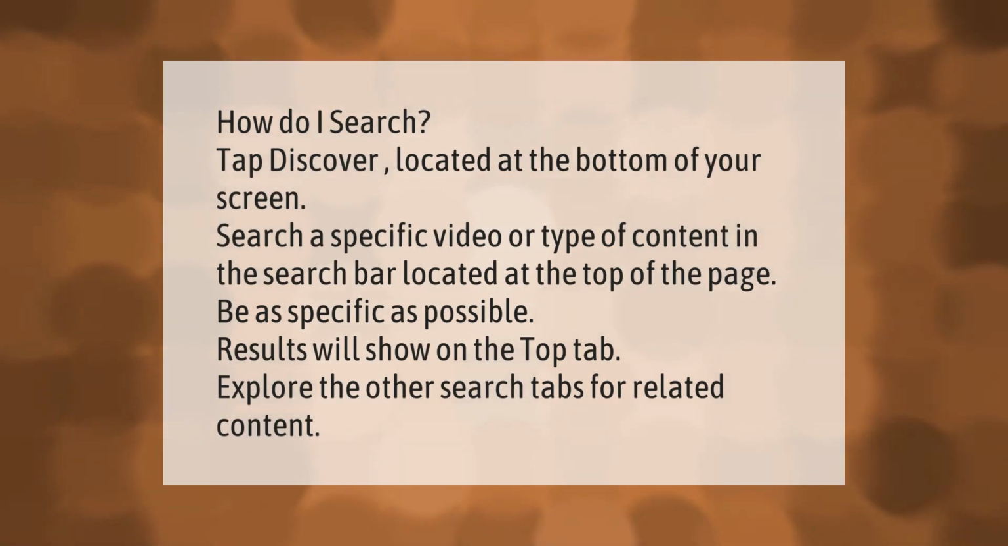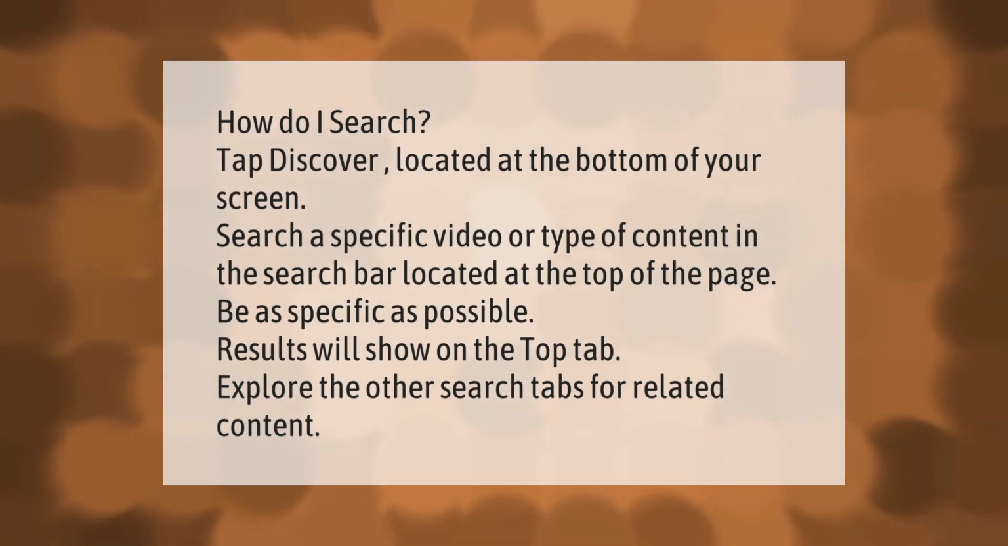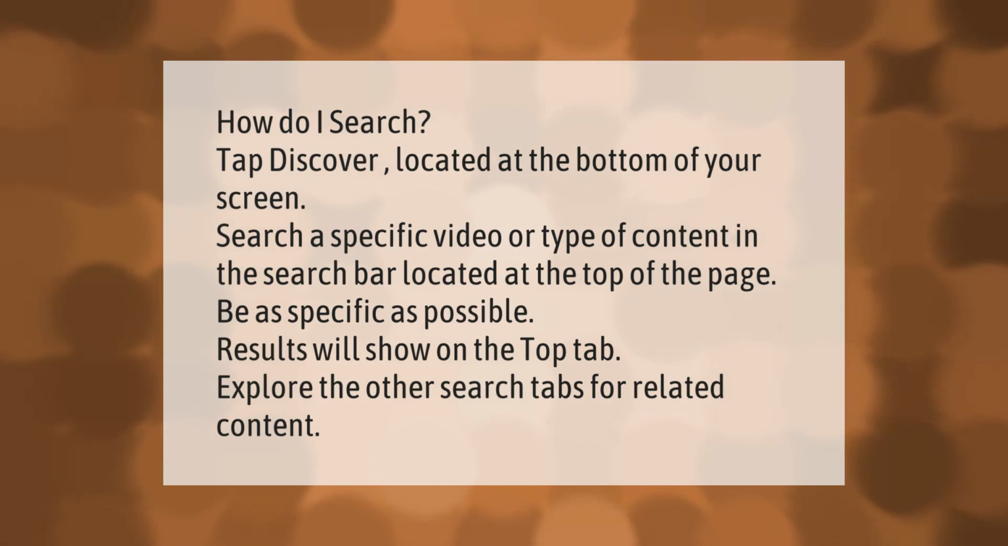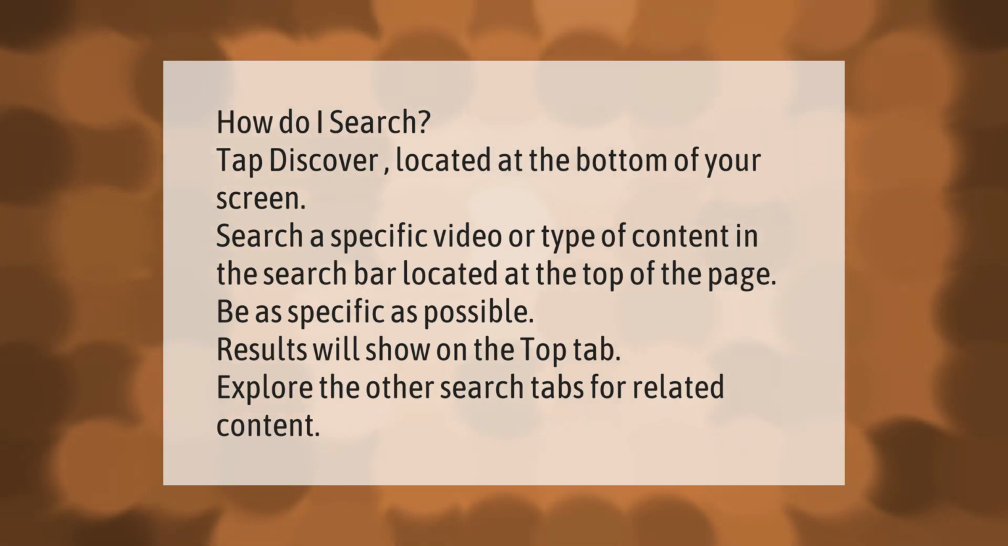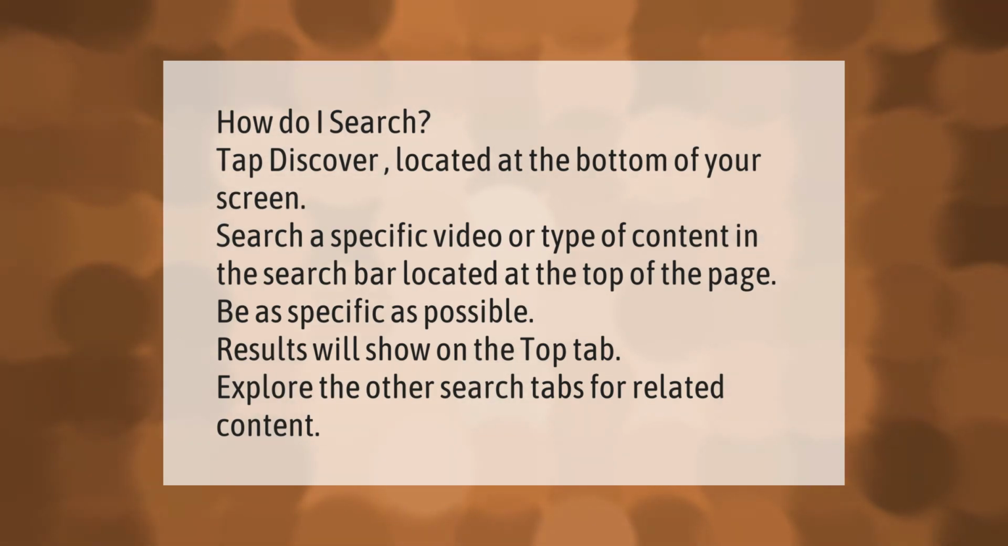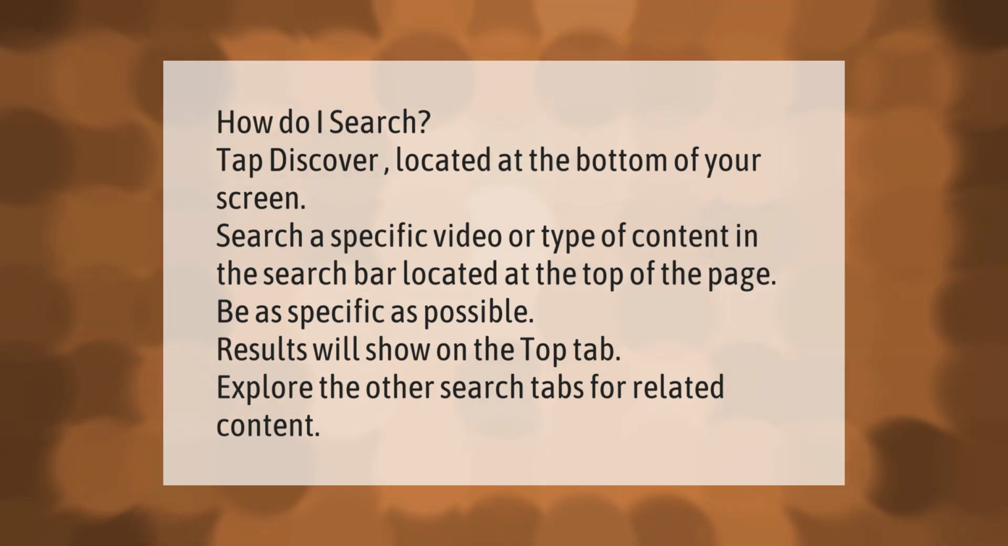How do I search? Tap Discover, located at the bottom of your screen. Search a specific video or type of content in the search bar located at the top of the page. Be as specific as possible. Results will show on the top tab. Explore the other search tabs for related content.